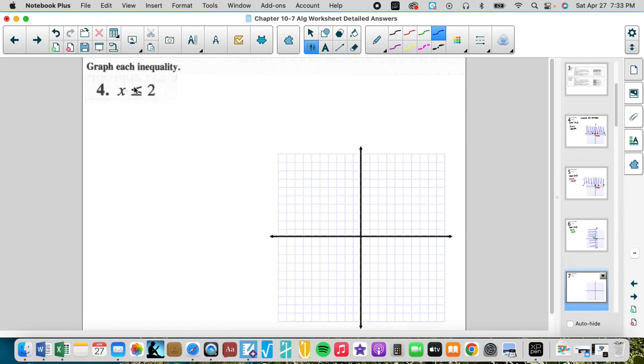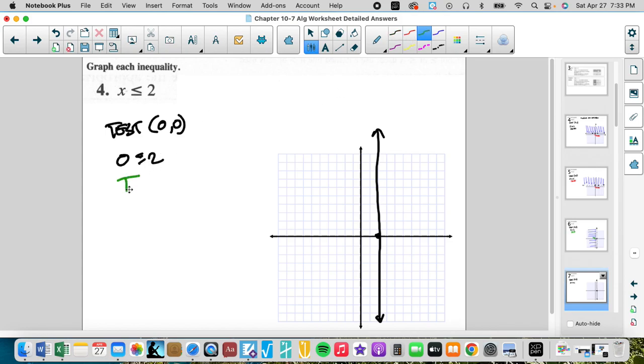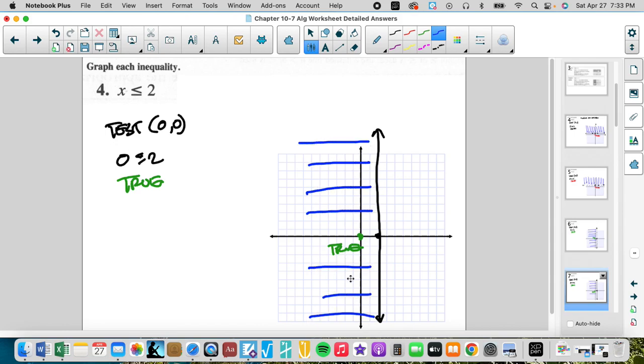Again, single variable. This time it has an equal sign, so I know that 2 is going to be true. That's a bad straight line, but that's what it looks like. And we're going to test 0, 0. Is 0 less than or equal to 2? That's true. So this point is true, and all the points on that side are true. So I'm going to shade to this side where I tested.